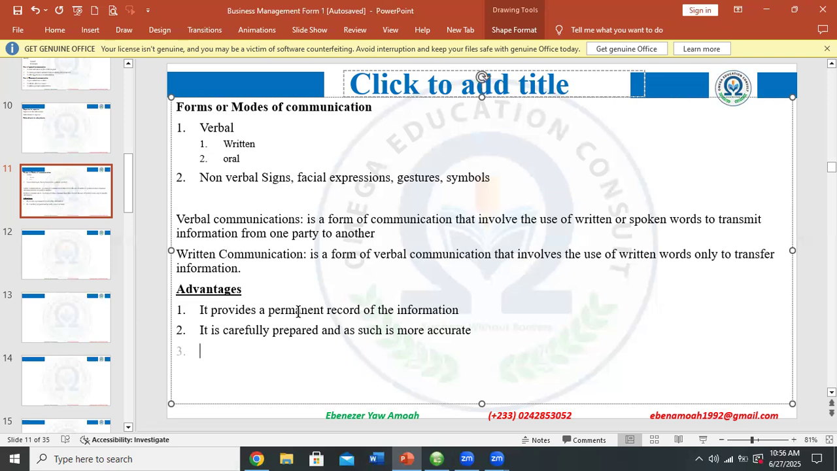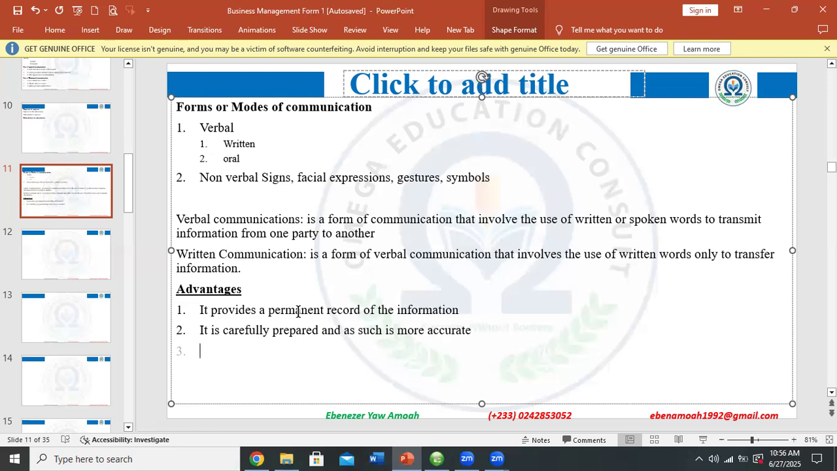And also the point that Deladen spoke about, uniformity. For example, if you are sending a message to a lot of people and you write it, it is uniform in the sense that there's no distortion as compared to the oral.